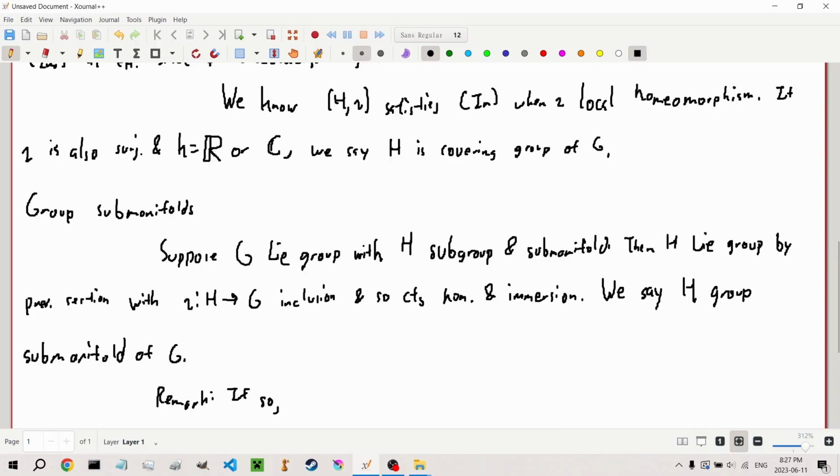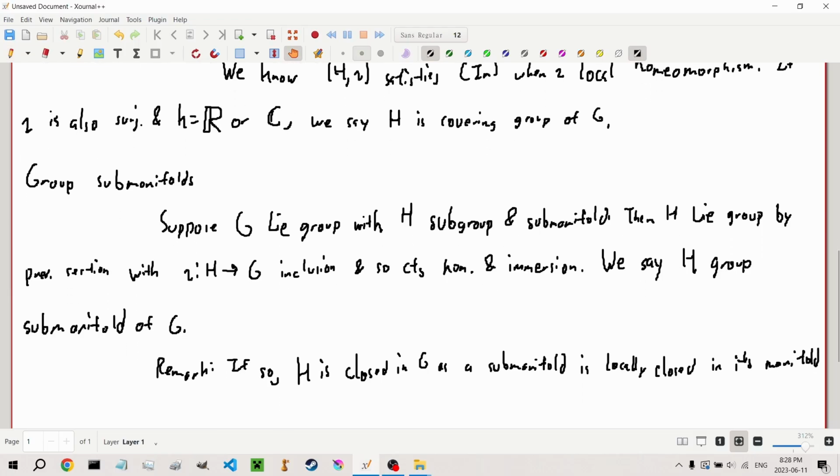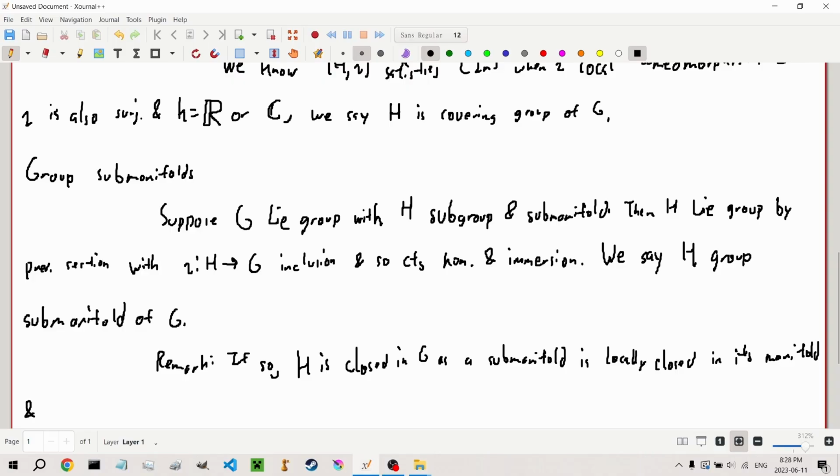If H is a subgroup submanifold of G, H is closed in G, as a submanifold we know is locally closed in its parent manifold, that is, and a locally closed subgroup of a topological group is closed. Alright.